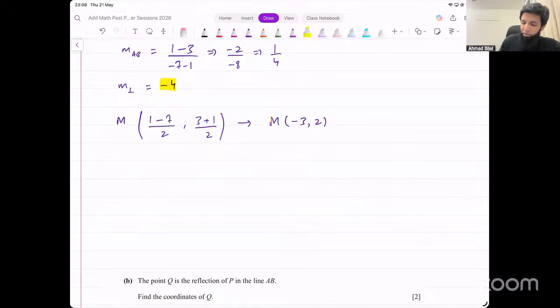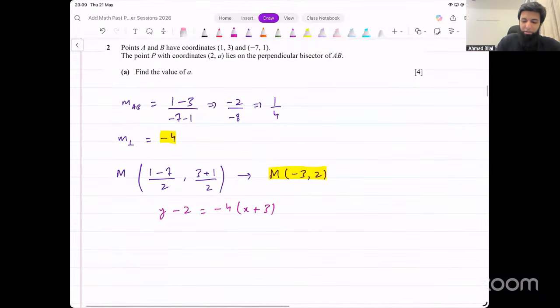Okay, so we've got the point and we have the gradient. Let's write down the equation of the perpendicular bisector. y minus 2 equals m, which is minus 4, into x minus minus 3, which is x plus 3. That's the equation of the perpendicular bisector.